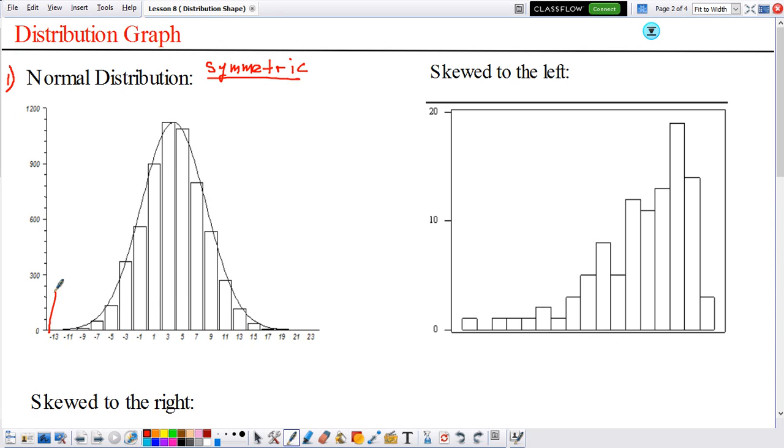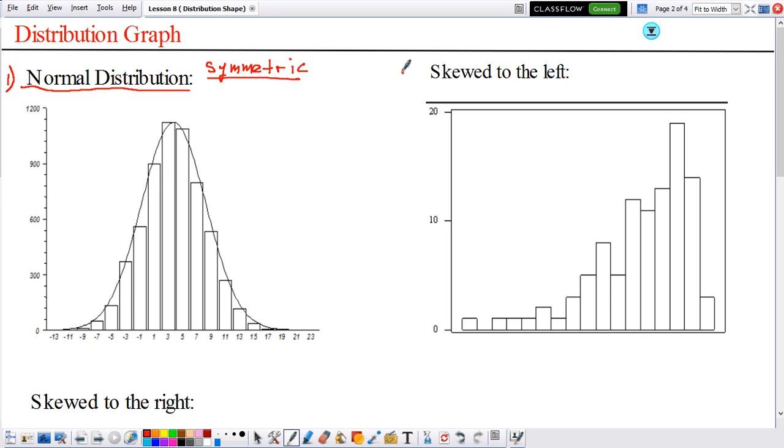The graph is not over here. Well, that's a bad graph. The graph is not somewhere over here. No, the graph is not on the right. No, the graph has this mountain peak somewhere in the middle of the graph. So if we have those characteristics, then we're going to call it symmetrical. And because it's symmetrical, then we're going to call that a normal distribution. So this is one of the distribution graphs that we're going to see.